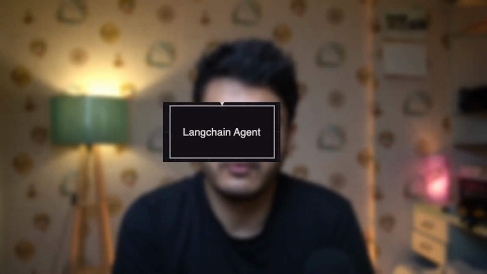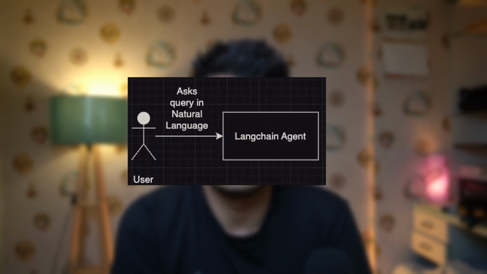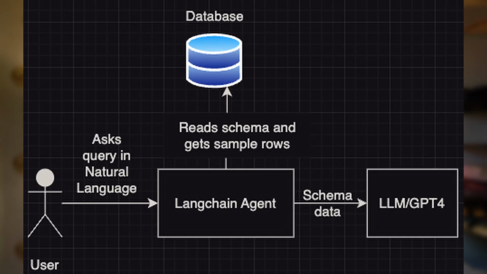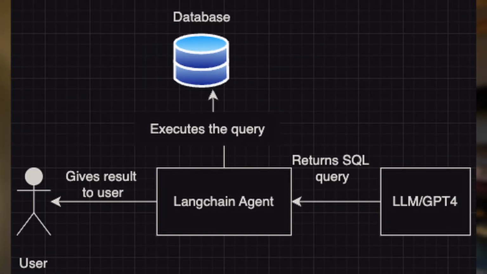So we just have two components. One is Langchain and the second is the OpenAI GPT-4, which is the LLM powering our Langchain. So we'll have an agent running which reads the user's query, then reads the schema of the tables and fetches sample rows from the relevant tables only, and then sends all this information to the LLM and asks the LLM to generate the query. All of this happens automatically. The user just needs to enter the query. Once the LLM returns the query, our agent actually executes it on the database provided.